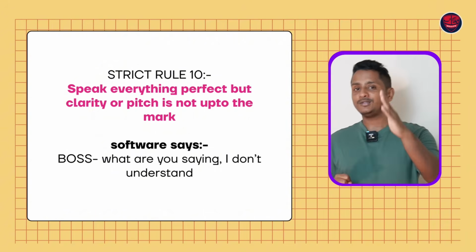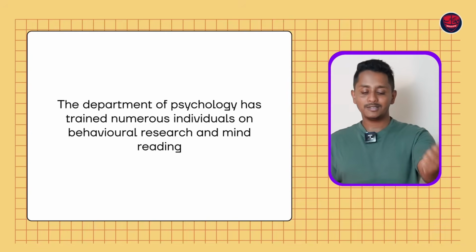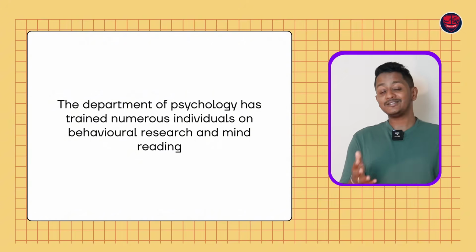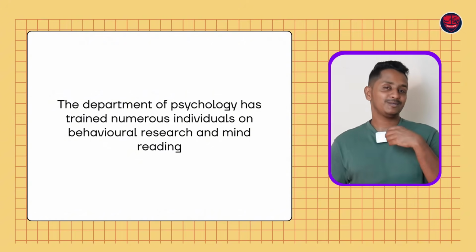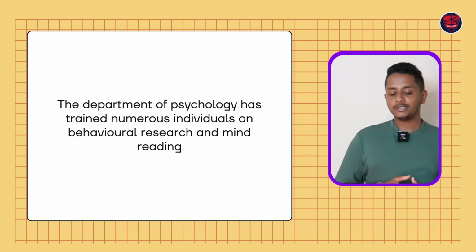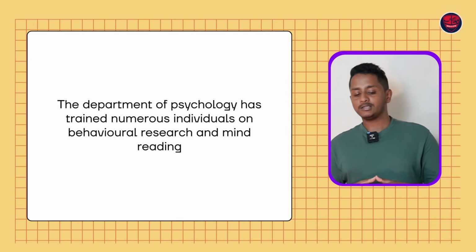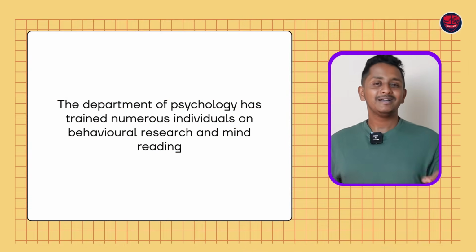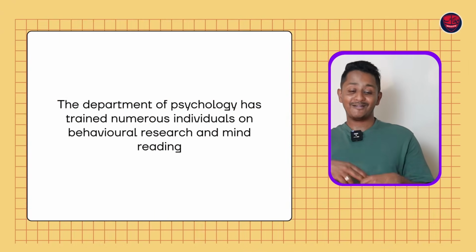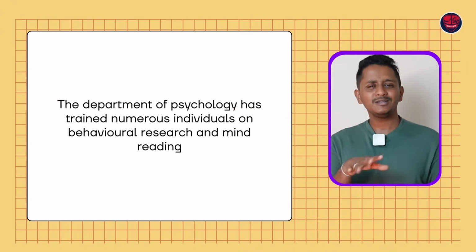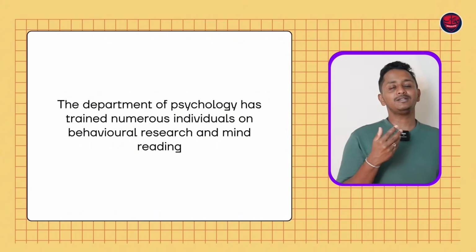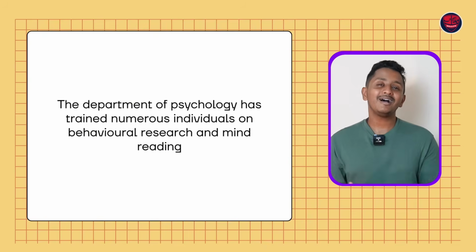Alright, so let's talk about this clarity or pitch. If the audio is the Department of Psychology has trained numerous individuals on behavioral research and mind reading, and you started speaking, the Department of Psychology has trained numerous individuals on mind reading. And it is going to be zero. It's you alone who think that you spoke everything correctly. 2-3 words you somehow messed it up. It doesn't work that way. If you don't speak the words, it's okay. But don't give a wrong data.